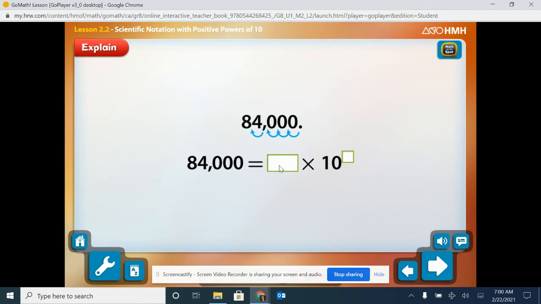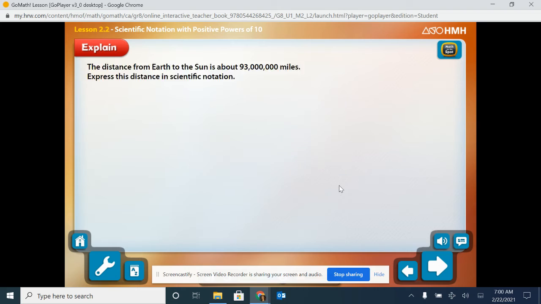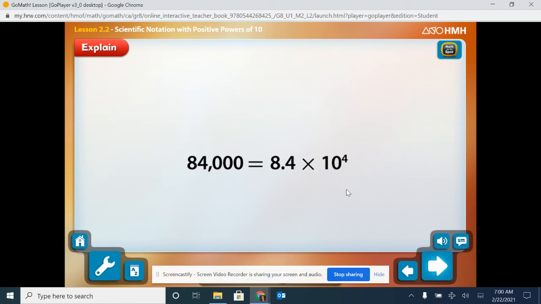Now write the number in scientific notation. So since we moved it right after the 8, it's going to be 8.4, and then times 10 to the 4th power, okay? Because there's 4 numbers after the 8: 1, 2, 3, 4. Good job! The correct answer is 8.4 times 10 to the 4th power. Any questions? Let me know.